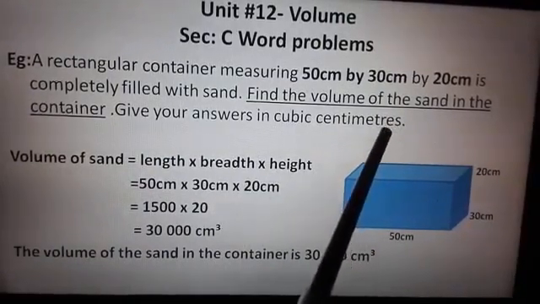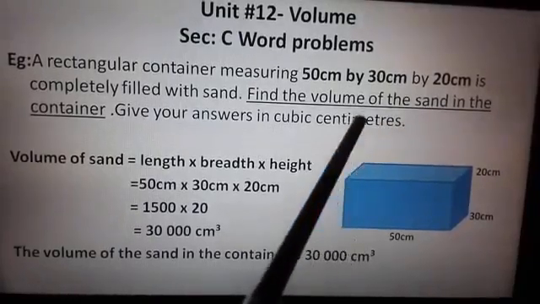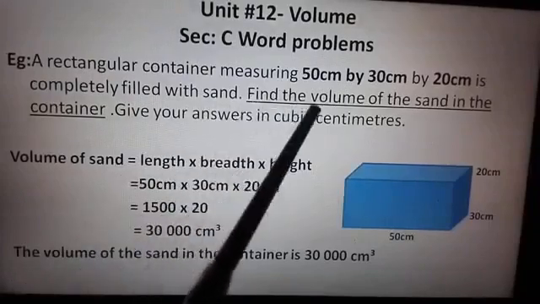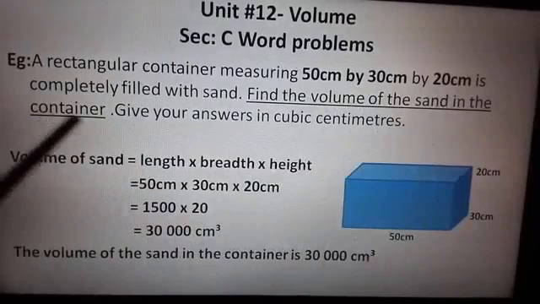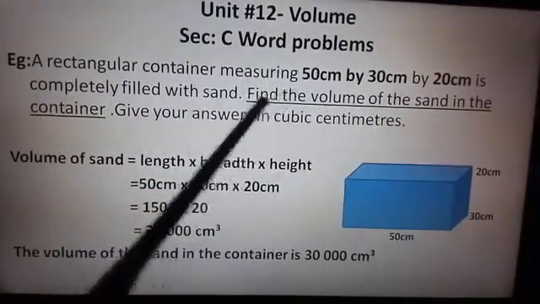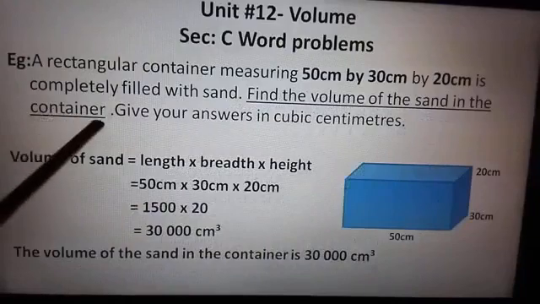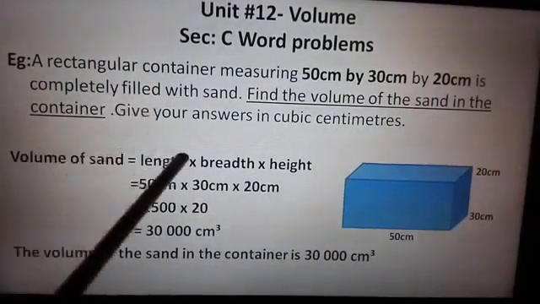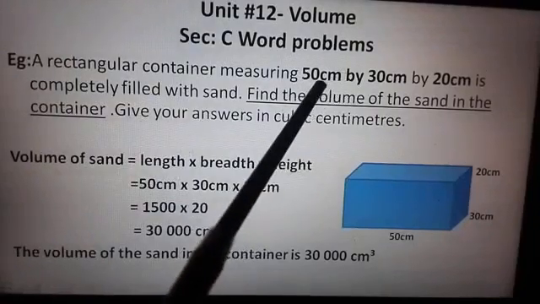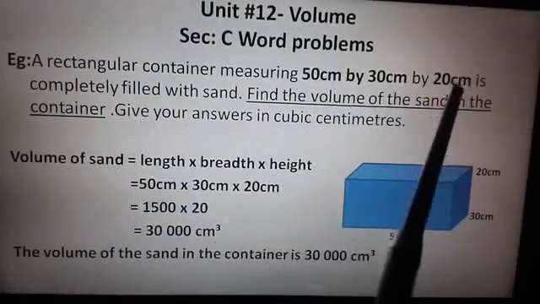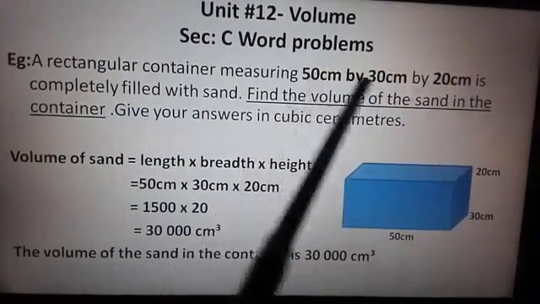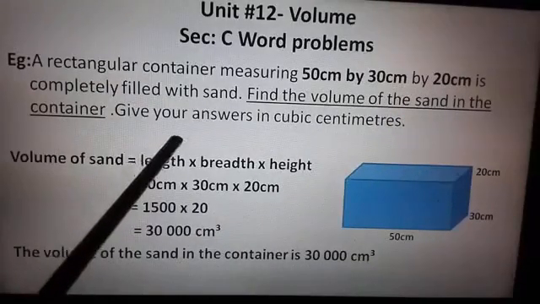The second step, you have to find the question you need to answer. In this problem, I underlined here, this is the question: Find the volume of the sand in the container. This question you have to answer, so we will underline it. The third point, you have to circle or highlight the information given in the question. In this question, 50 centimeters, 30 centimeters and 20 centimeters. These three measurements I highlighted because these are the information given in the question to answer it.